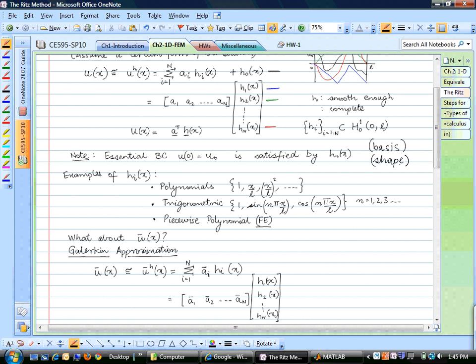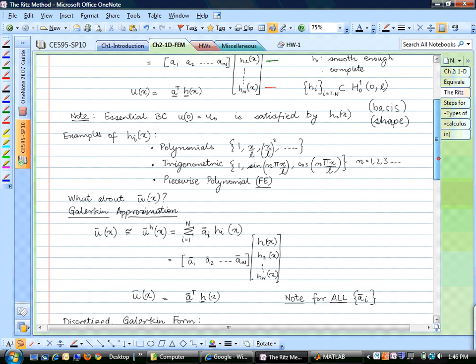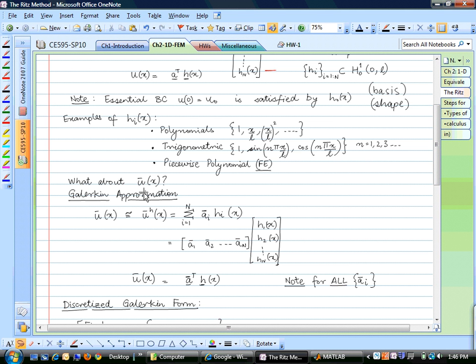You could choose any type of basis function or shape function you want, as long as it is smooth enough, meaning that its first derivatives have to be square integrable, and it has to be complete. What we said about completeness was that if you choose enough of those functions, then your solution will become more and more accurate. Okay, so we also talked about how to approximate u bar now.